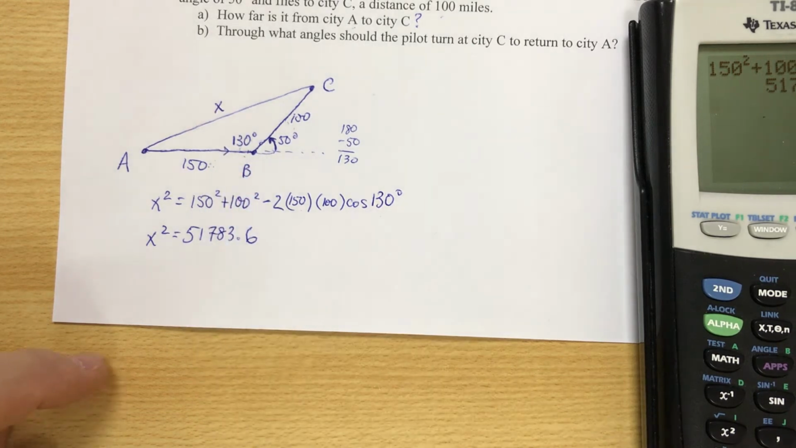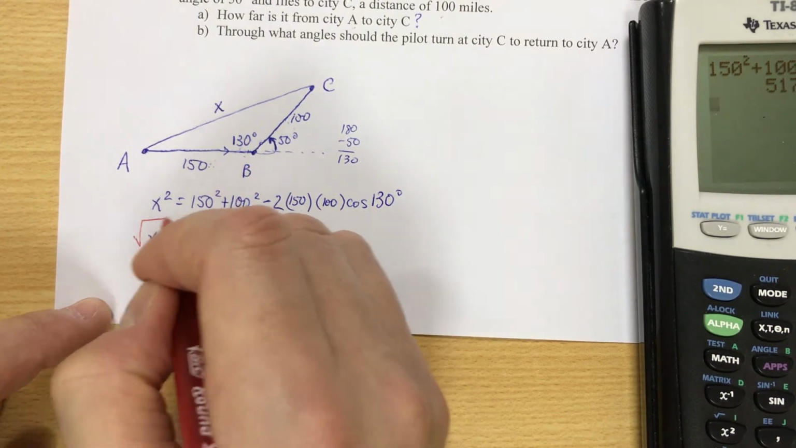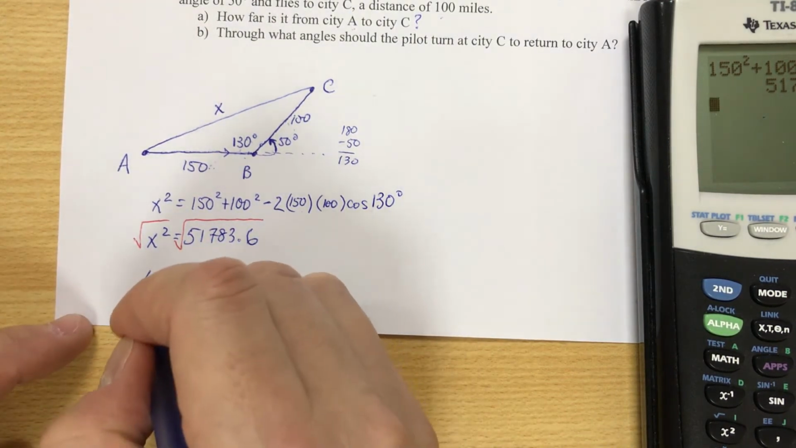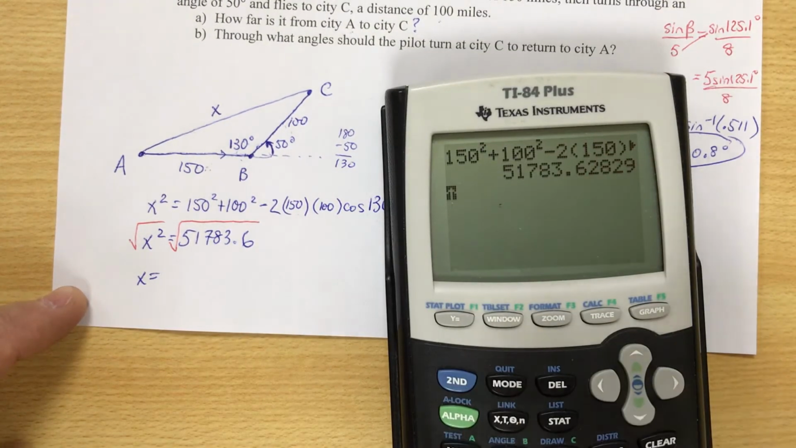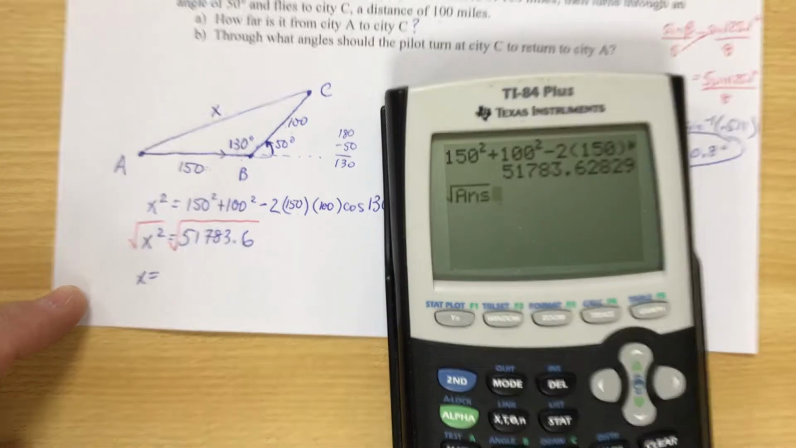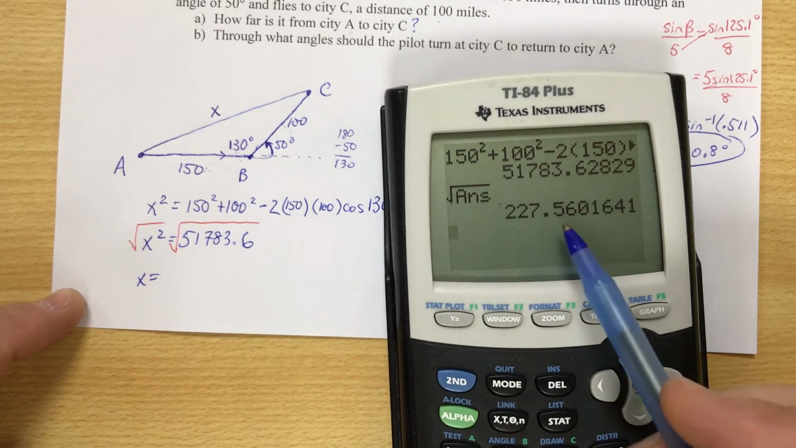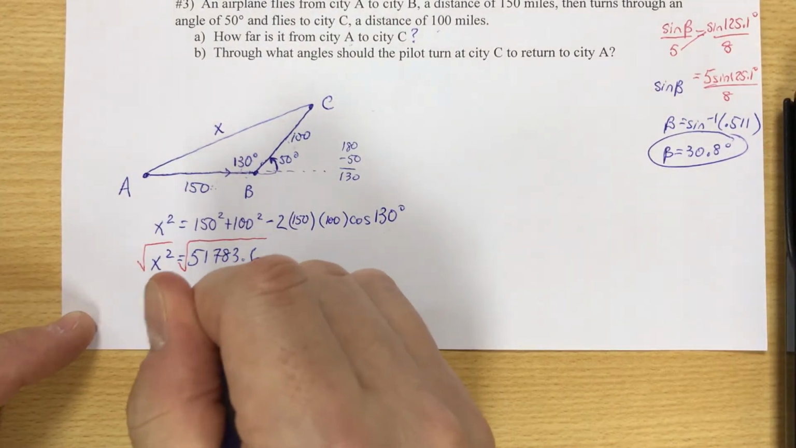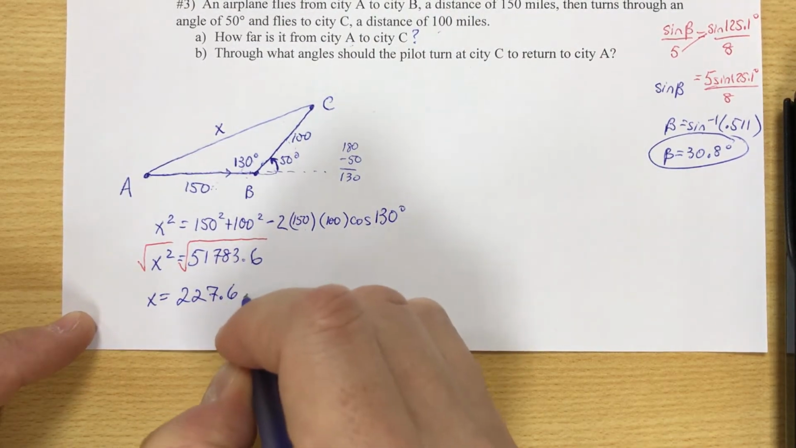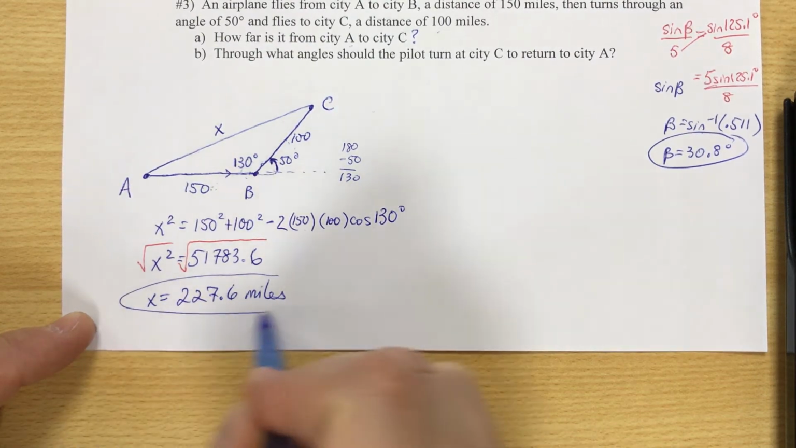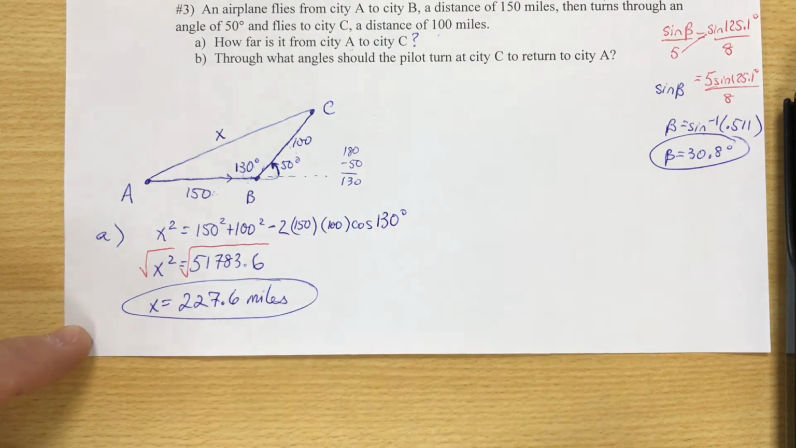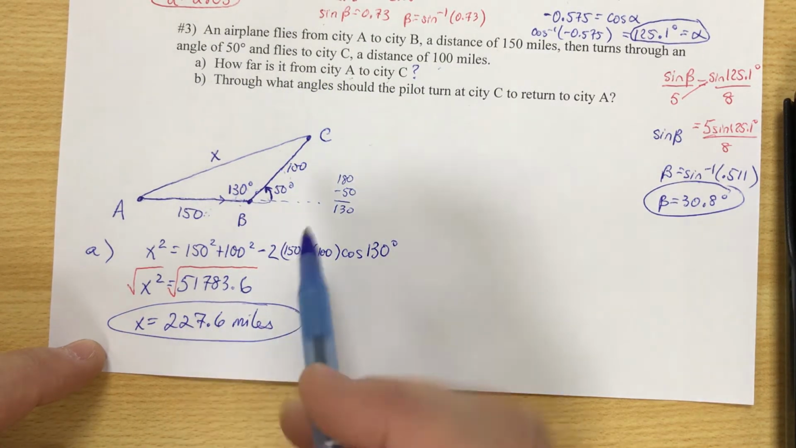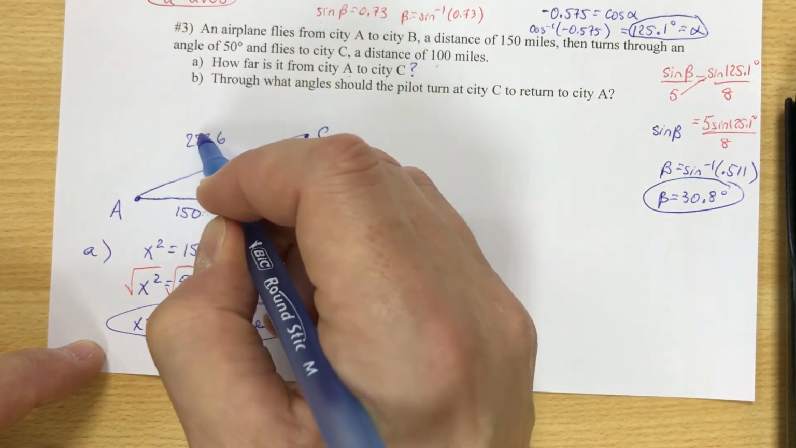Well, look at the equation. That is x squared. We're not solving for x squared, we're solving for x. So to undo a square, we take the square root of that. So we'll take the square root of this answer, and we get 227.6. I'll round that 5 up to a 6. 227.6 miles. So this is part A. How far is it from city A to city C? 227.6 miles. Okay, so we found that.